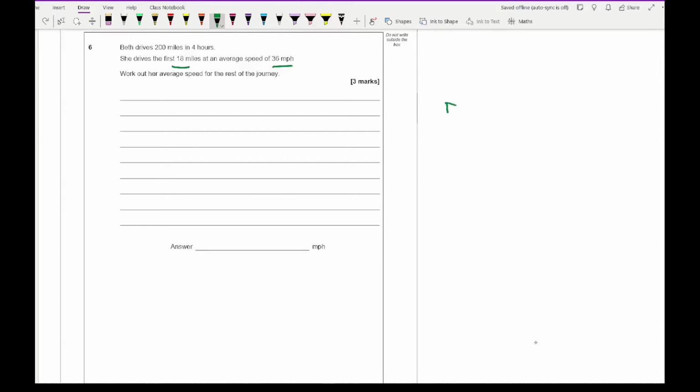Now for this, what we're going to be using is distance, speed, time. So for the first stage, to work out the time, the time is going to be equal to distance divided by speed, which is 18 divided by 36, which equals 0.5 hours. So then what I've got to look at is how much distance is left.